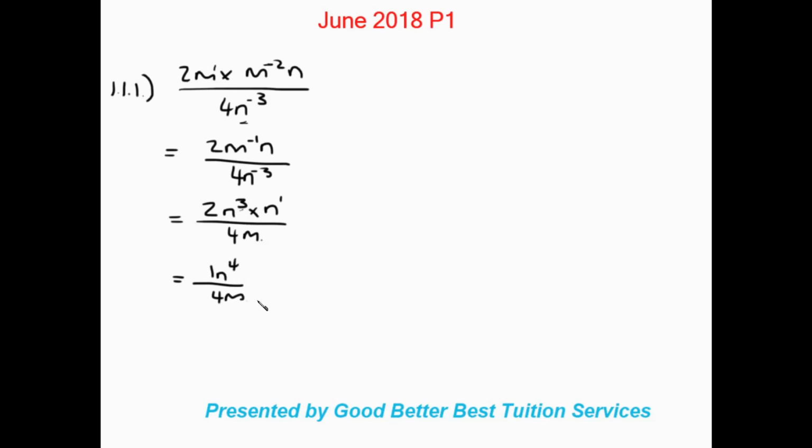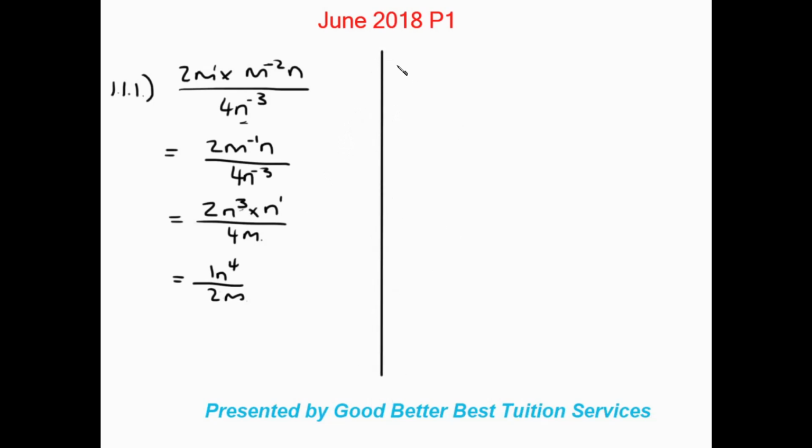Over m. So that will be our final, oh sorry, my bad. I messed up over here. After we divide the 4 by 2, we get a 2. So this answer is going to be n to the power of 4 over 2m. Let me just split this page in half so we can do another solution on this page.